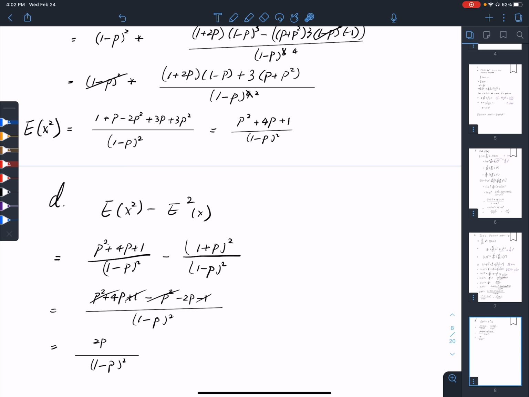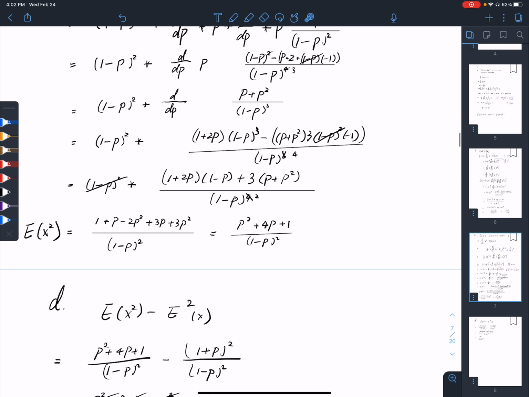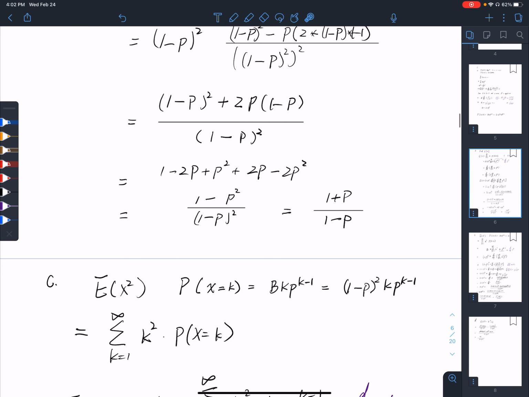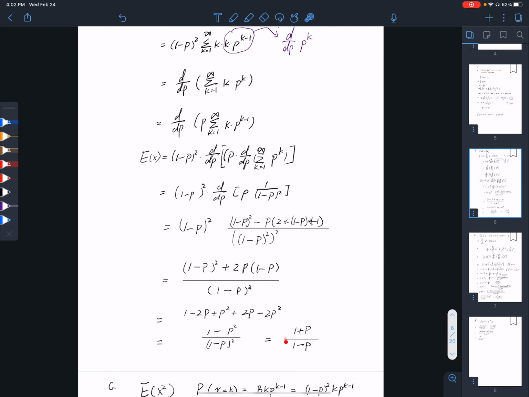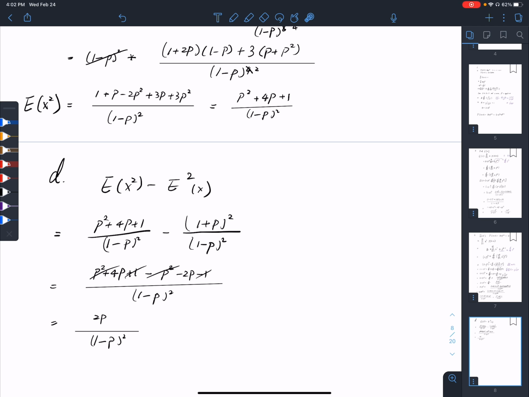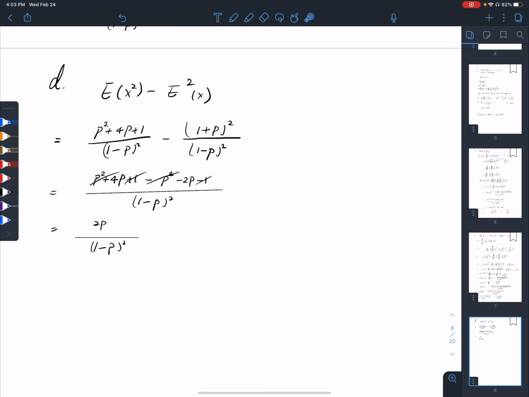So for question D, we need to calculate the expected value of x squared minus the expected value of x to power 2. So basically, we already get the expected value of x squared here, and the expected value of x we calculated in question B is (1 plus p) over (1 minus p). So basically, we just do the calculation for this question. So we plug in both expected values. This one is this, and this is the expected value of x squared. So we simplify it as 2p over (1 minus p) to power 2.